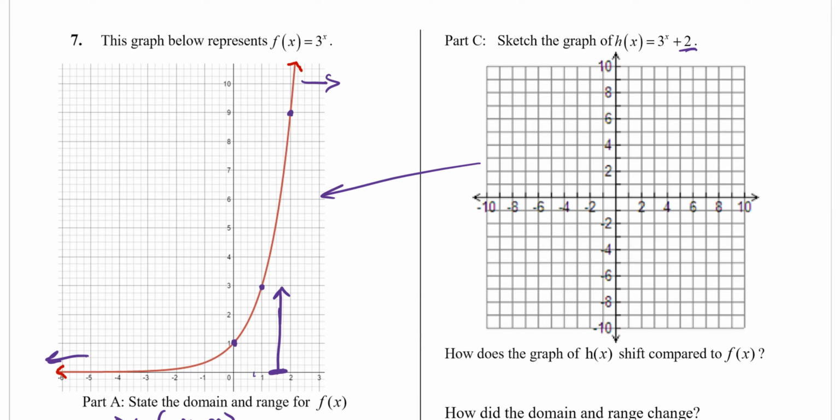So that 0, 1 point here is now at 0, 3. The 1, 3 point is now at 1, 5. And the 2, 9 point is now at 2, 11, like that. And then that horizontal asymptote that I used to have, that was at 0, that's now at y = 2. So my graph is going to look like that.